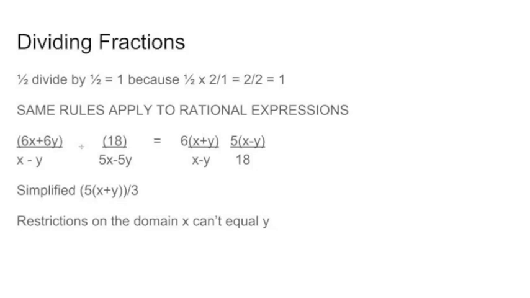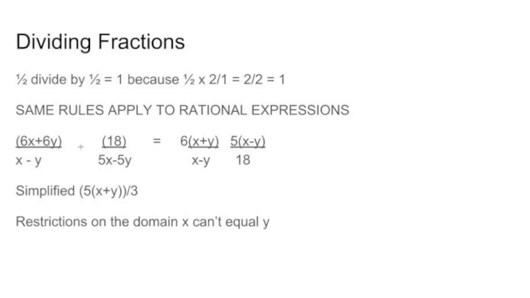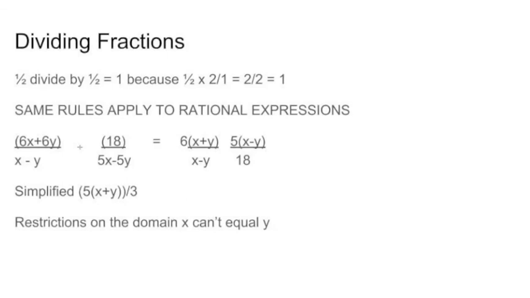Now we can cross simplify and then multiply. So the x minus y factors here will cancel. 6 and 18 are both divisible by 6, so I divide them each by 6, and then I'll be left with 5 times x minus y, my numerator, all over 3. And then, of course, lastly, we have to state the restrictions on the domain, and this is kind of funky because the only restriction is that x can't equal y. So x could be 0 and y could be 7. That works out. It's just x and y can't be the same number.